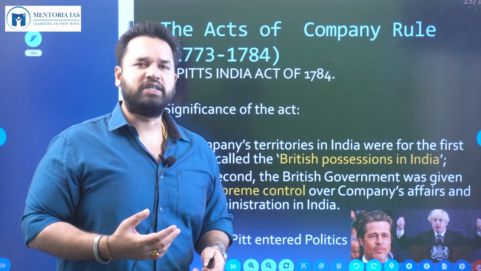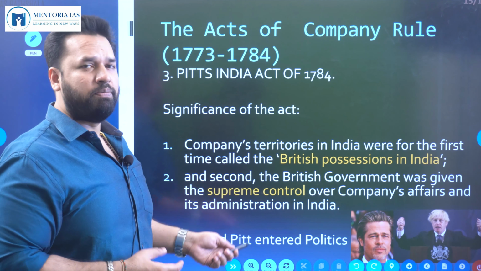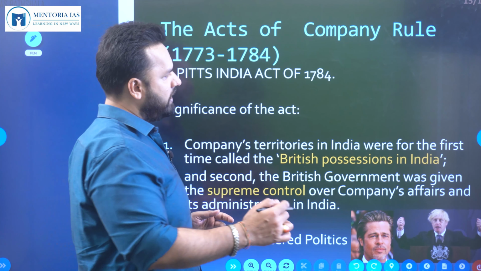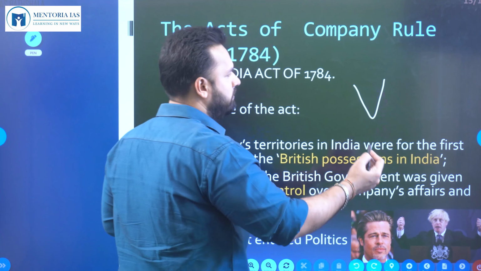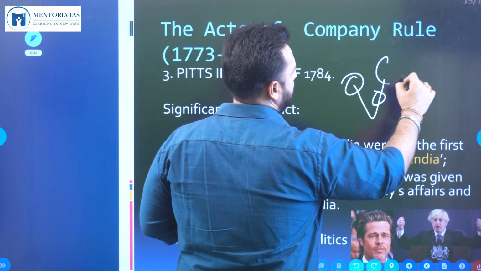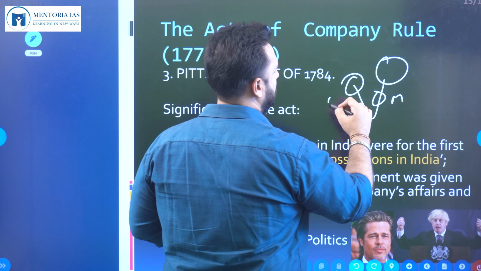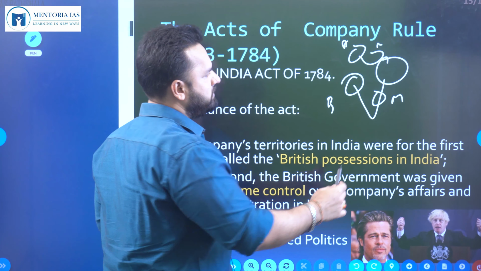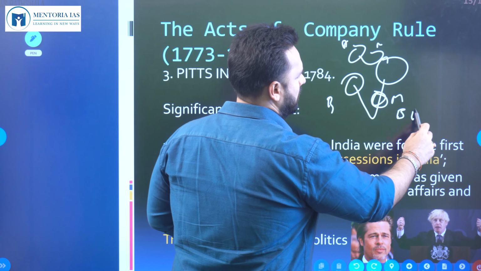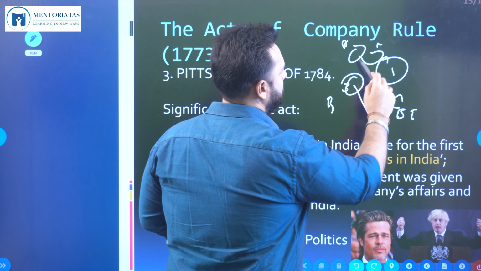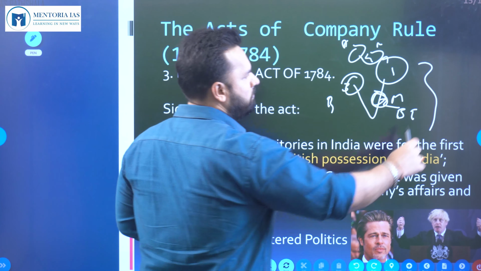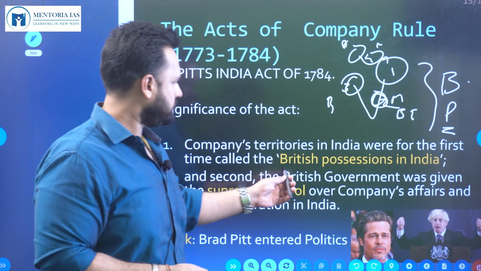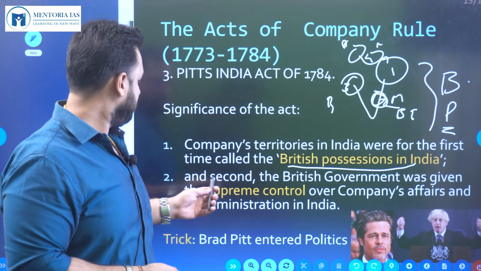Okay, the next, what is the significance of this act? It called the British possessions in India for the first time as British possessions. Let us say in India, the British had Madras, Bengal, let us say this is Madras, Bombay, Punjab, Awadh. So these areas were independently British territories. But Madras, Bombay, etc., all these territories were called British possessions for the first time. So they might ask you in prelims, remember this.